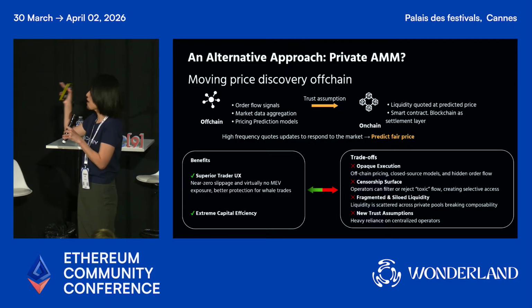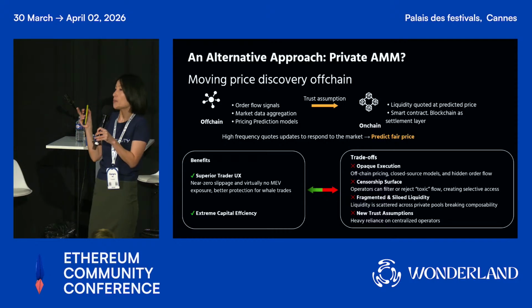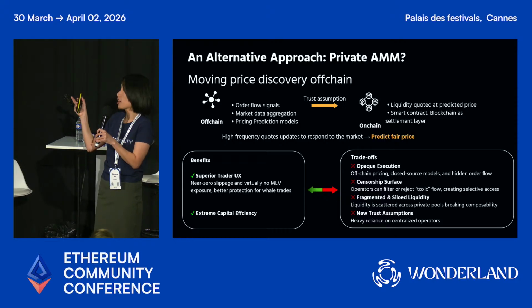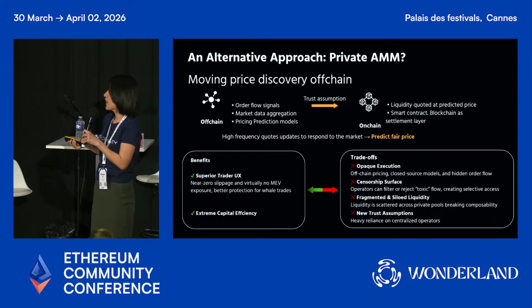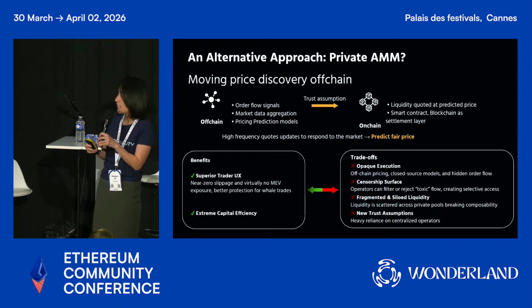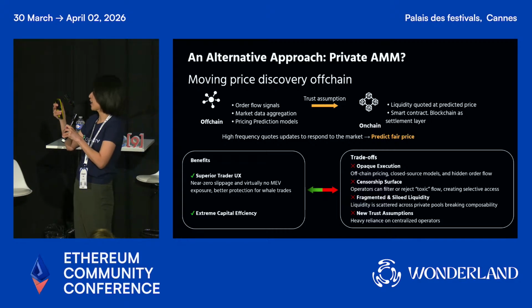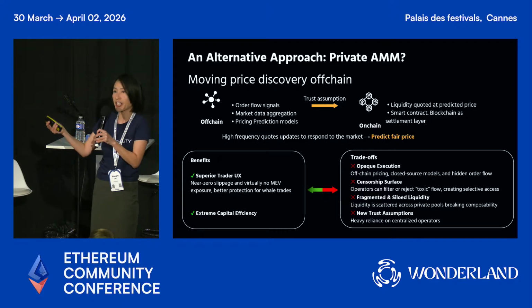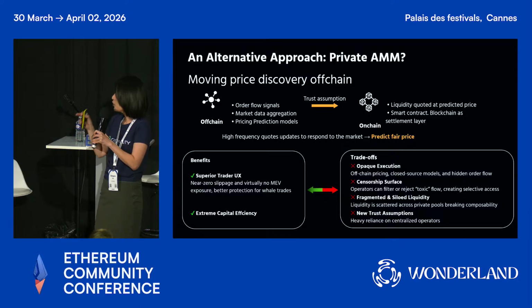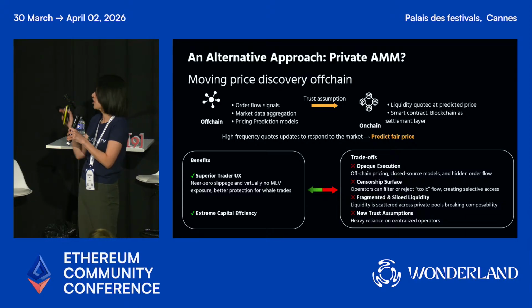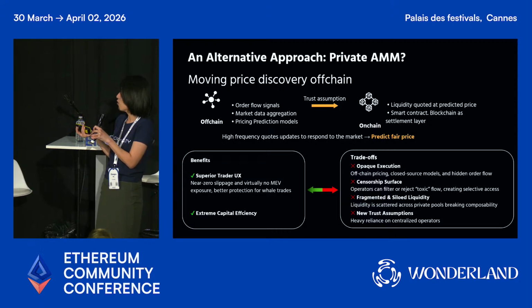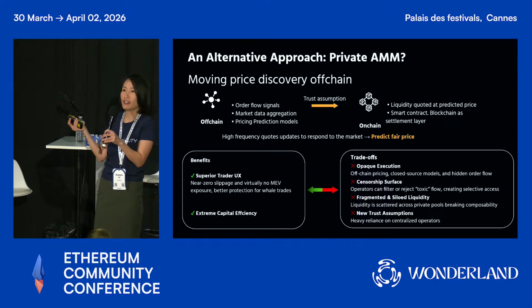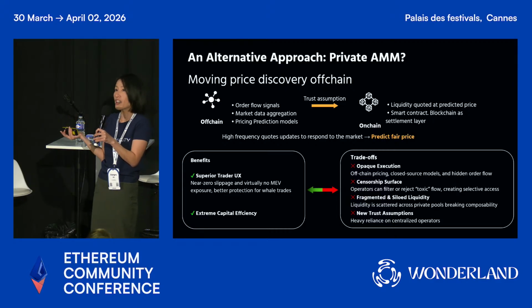So what does a private AMM do? It stops waiting for price discovery on chain. It moves it off chain. They have what they call price prediction models, collecting information like order flow signals and market data aggregation, and they just push this off-chain information on-chain. In the end, the smart contract and blockchain are reduced to only a settlement layer. You can barely call it an AMM because they don't have the constant product anymore.